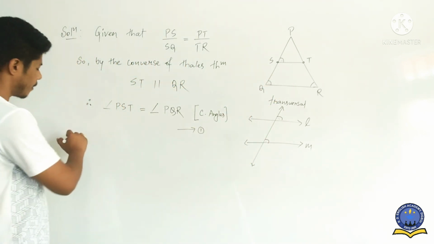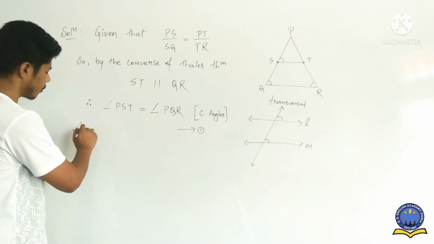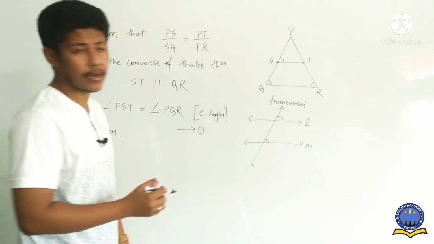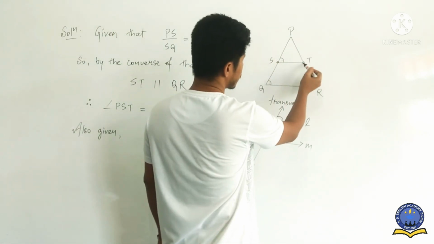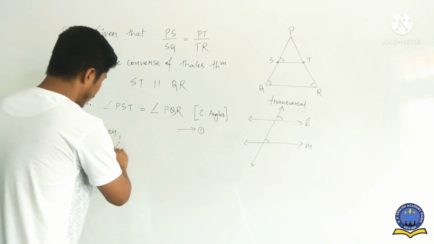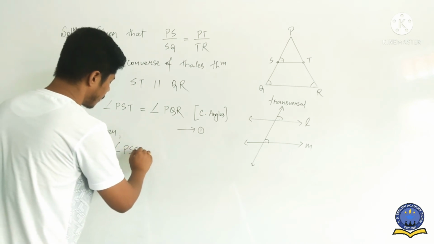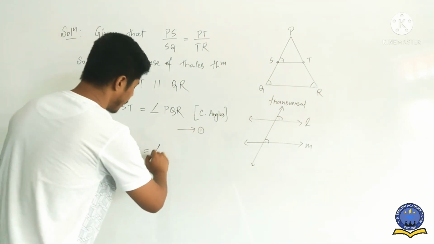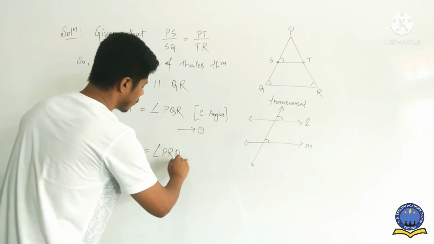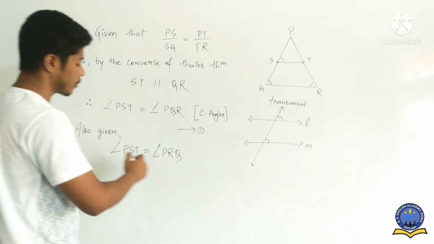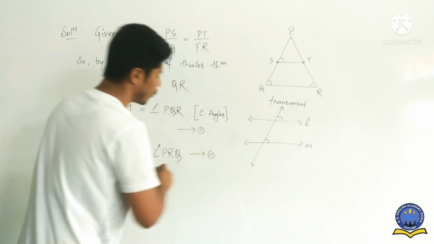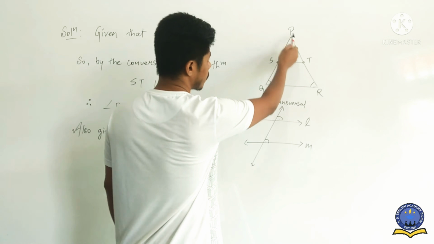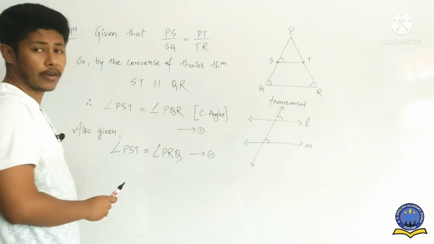Now here, one more condition is given to us. Which one is given? Angle PST, that means this angle PST, is also equal to angle PRQ. This one we write here, angle PRQ. Already given to us. So this one we put as equation number 2. I repeat this one more time: it is given PST is equal to PRQ.